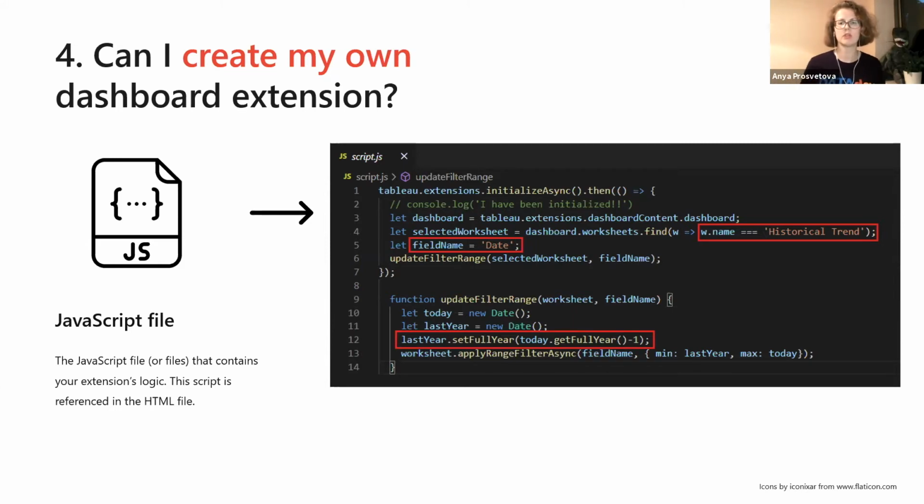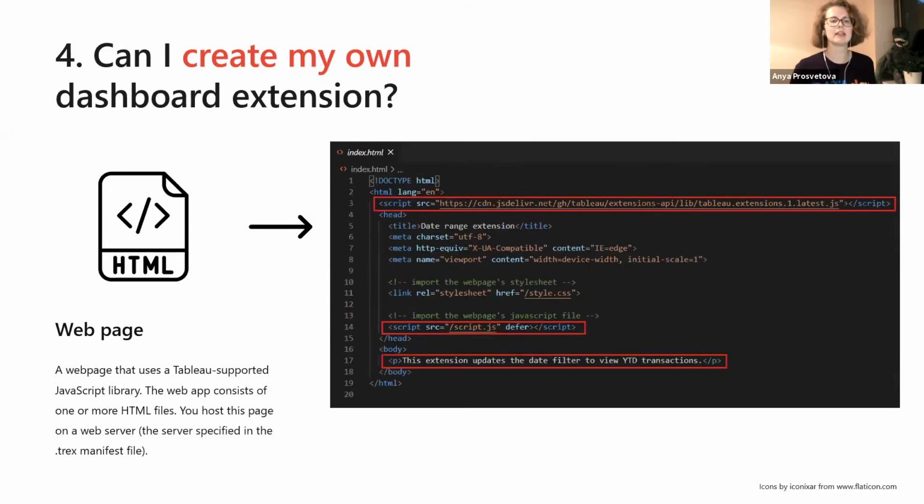For example, as you see on the screen, I'm talking about the worksheet called historical trend here. I'm saying that I want to use the field called date. Then I'm creating the function where I'm telling what exactly this extension should do. It should take my date filter and show me the data only for the year from now backwards. So we have this JavaScript file.